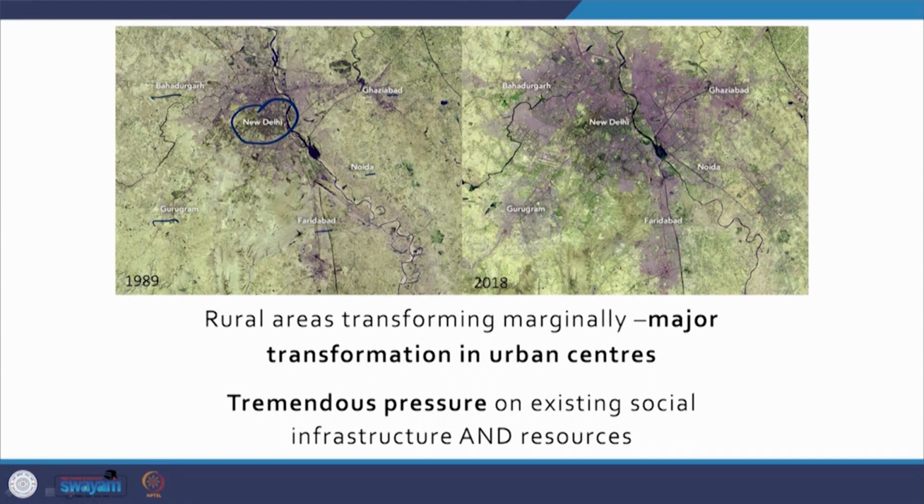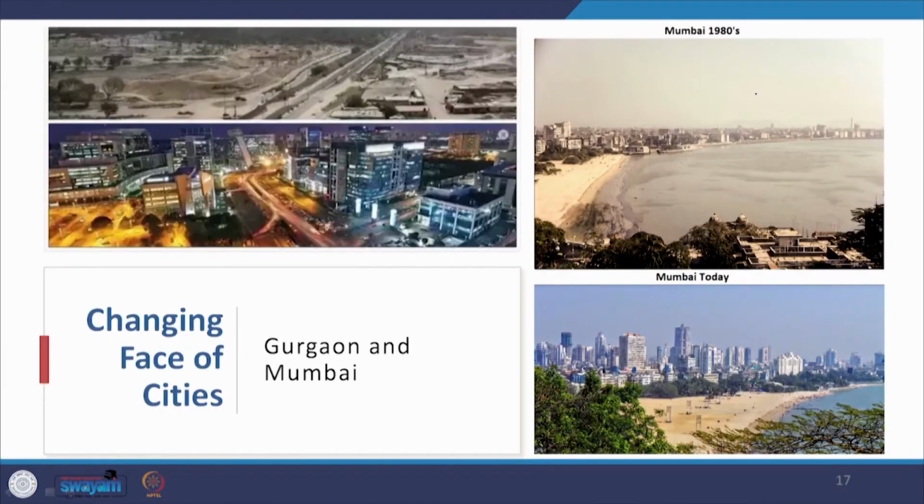Now look at the picture in 2018 and you find they are all part of what is now called the National Capital Region. There is a tremendous pressure on existing social infrastructure and resources. Now this kind of development has direct implications on architecture and planning. What is the changing face of our cities? These two images will clarify that to you.